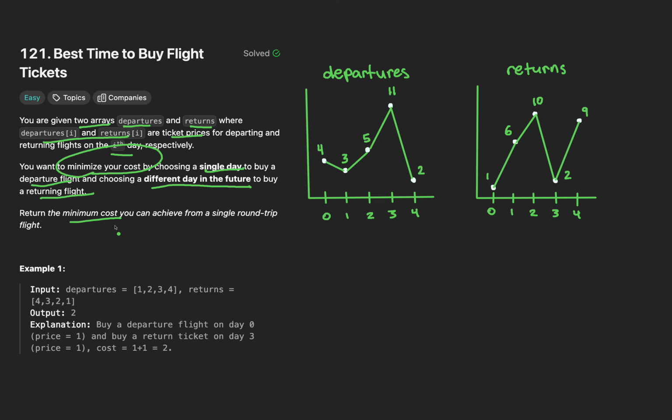Overall, this variant is different from the previous problem because before we were trying to maximize our profits by subtracting the buy price from the sell price. But here, instead, we're trying to minimize our costs by adding the departure ticket and the return ticket.